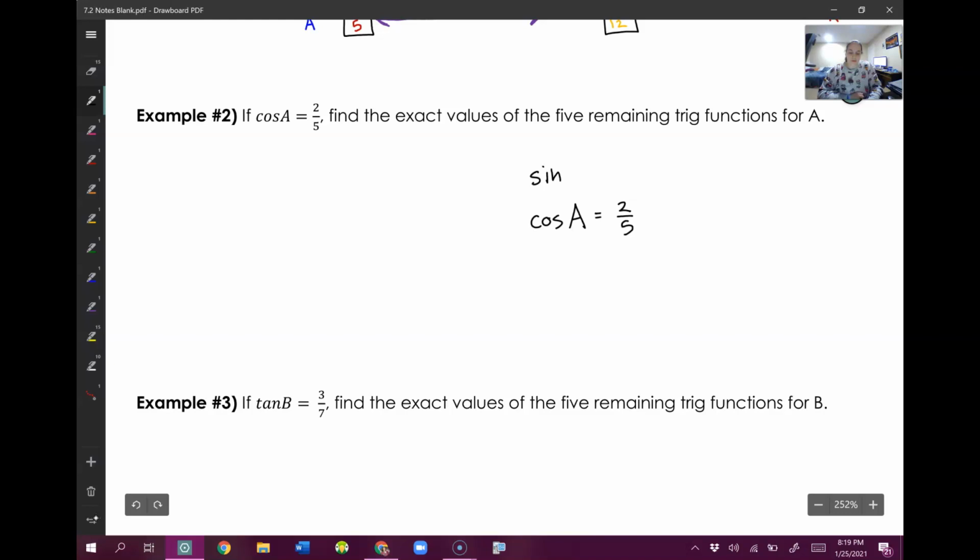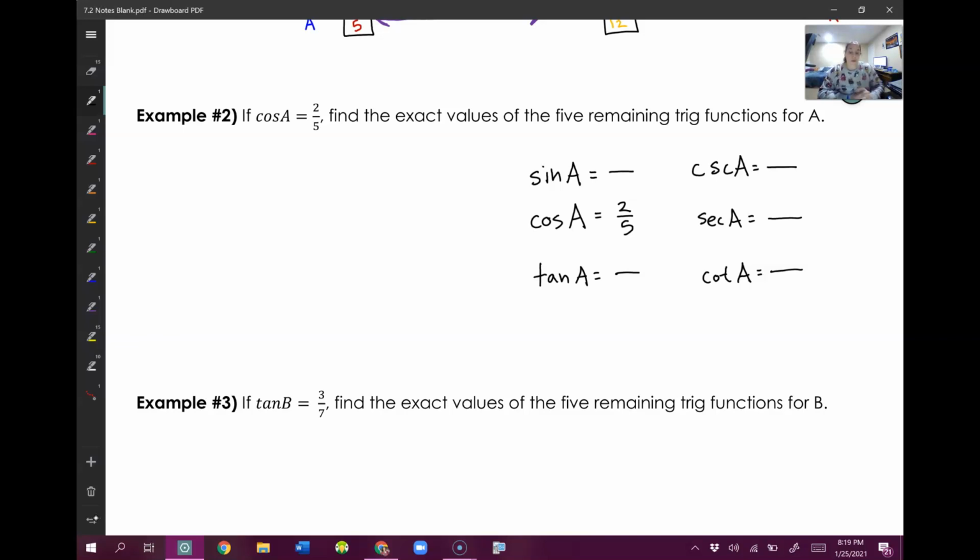functions. So I want to find sine, tangent, which we know they're going to be fractions, cosecant, which pairs with sine, secant, which pairs with cosine, and cotangent, which pairs with tangent. I want to find all the other ones, knowing that cosine of A equals 2/5.